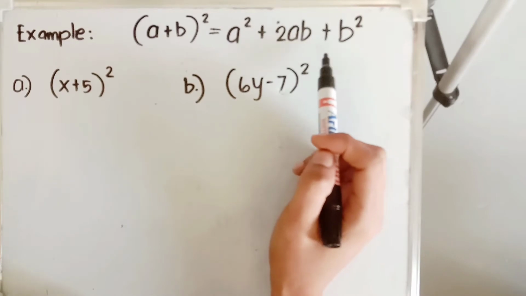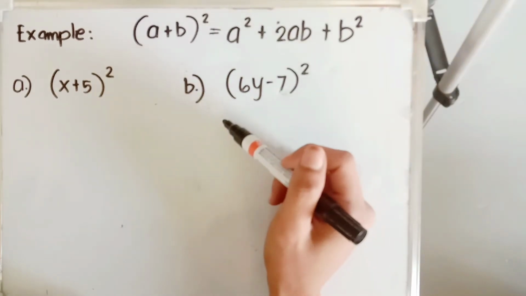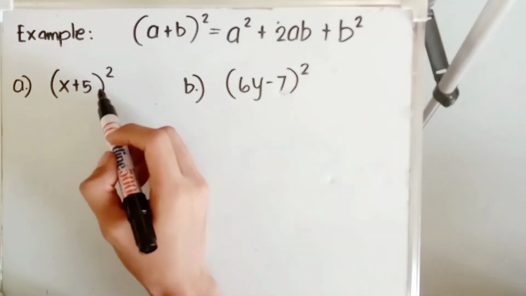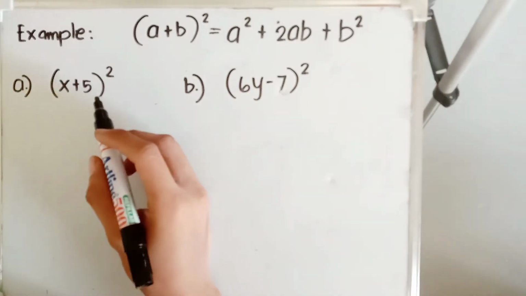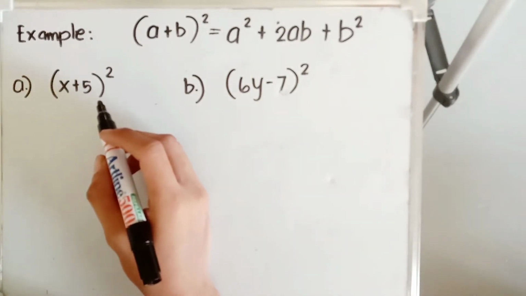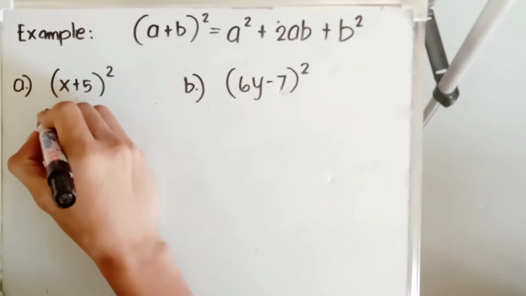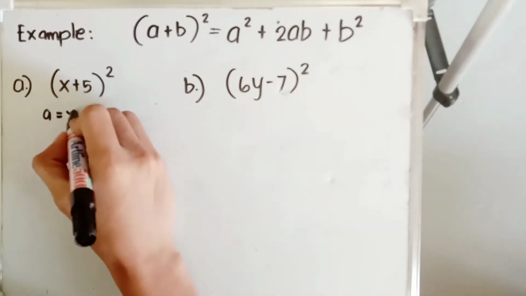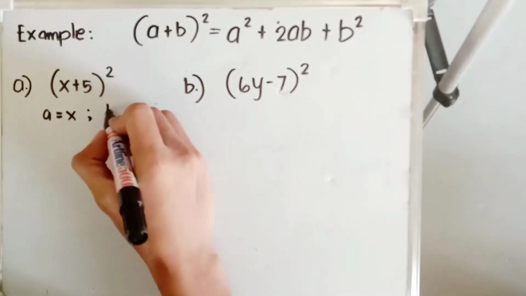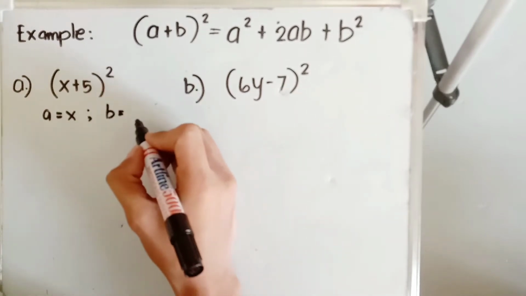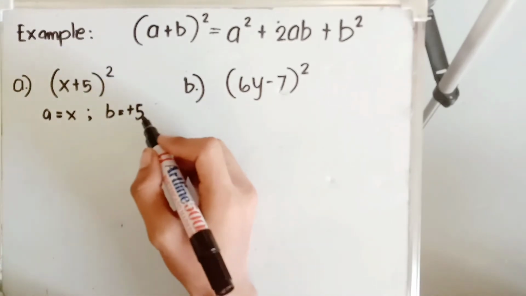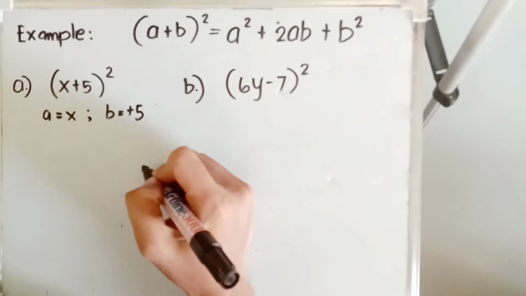So let's try to use these given examples and find the product of a square of a binomial. In letter A, we have x plus 5 to the power of 2. The very first thing to do is identify your A and your B. Your A is the first term of the given binomial, we have x, and your B is the second term of the given binomial, which is positive 5. Always include the sign of your last term and your first term.